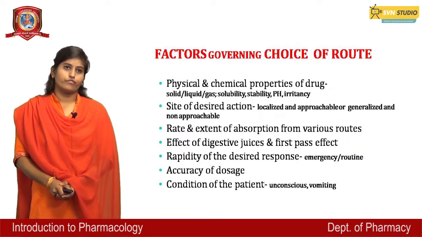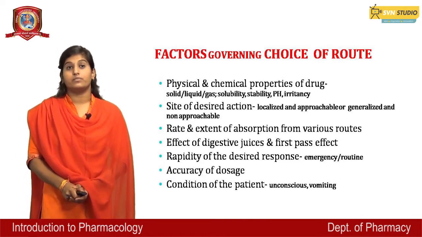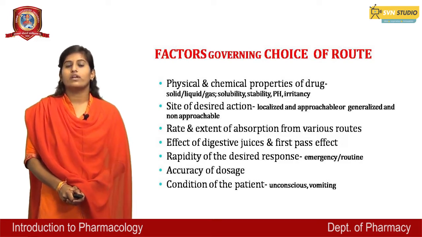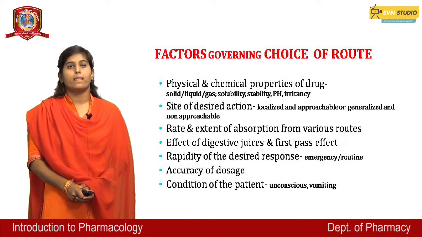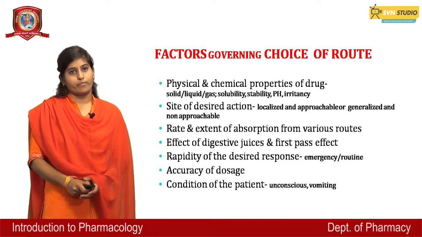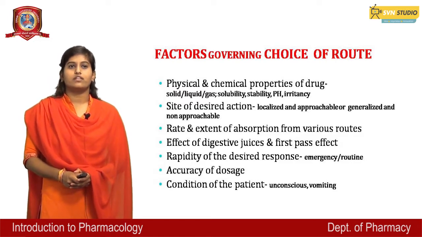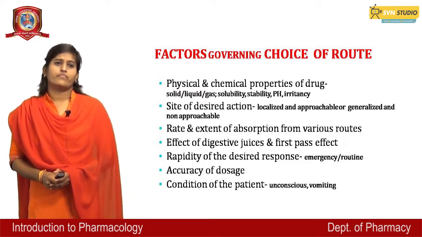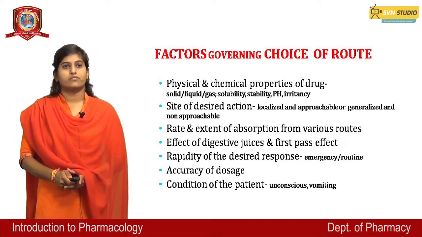Factors governing choice of routes. Physical and chemical properties of the drug, that is solid, liquid, gas, solubility, stability, pH, irritancy. Site of desired action: localized and approachable, or generalized and non-approachable. Rate and extent of absorption from various routes. Effect of digestive juice and first pass effect. Rapidity of the desired response: emergency or routine. Accuracy of doses, and condition of the patient: unconscious, vomiting.